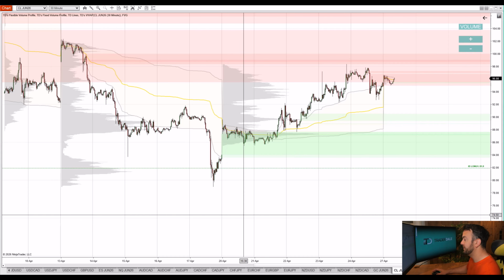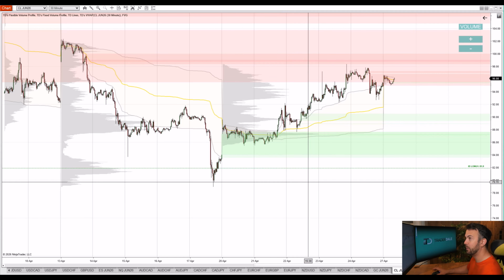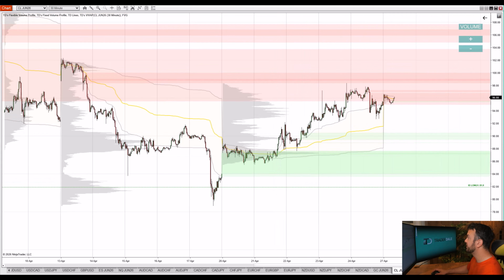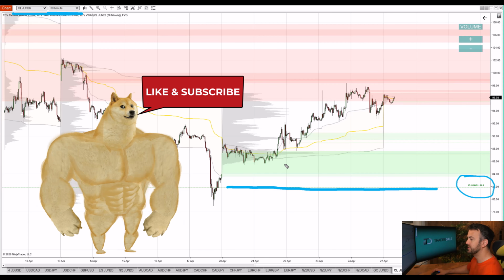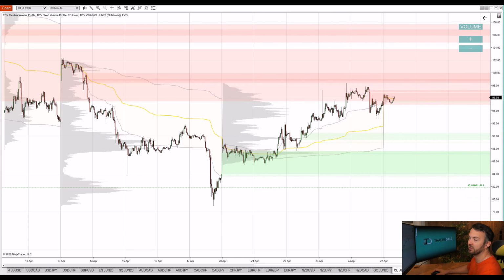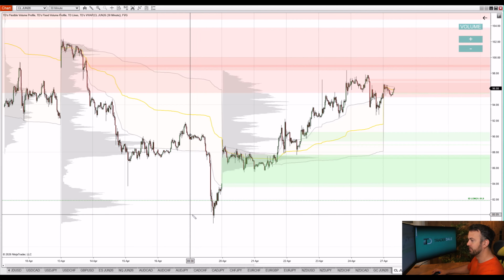What you see before you, this is NinjaTrader 8 platform with my custom-made volume profile and VWAP indicators, and this is chart of crude oil futures. You're looking at the 30-minute chart of the crude oil, and what I want to show you here is a support which is in here at 81.90.